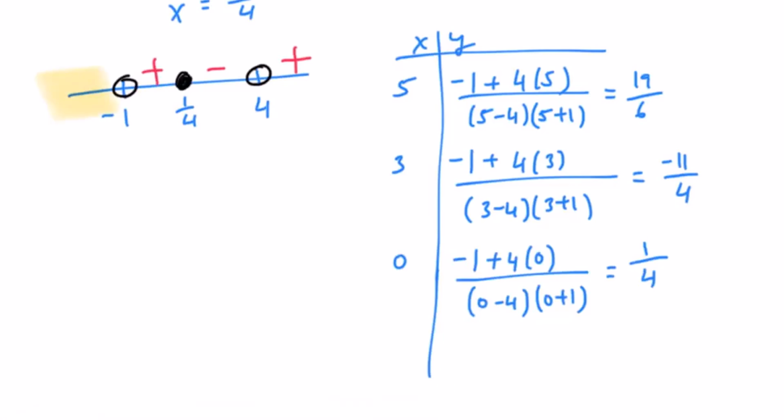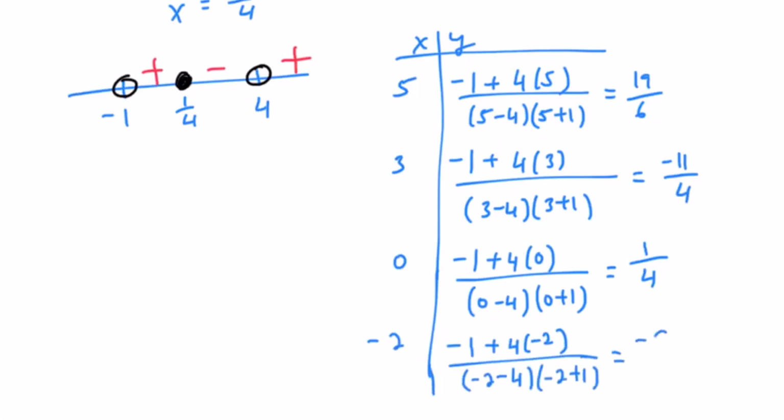And then we need to pick a number that is less than -1. So let's pick -2. So we have -1 plus 4 times -2 over -2 minus 4 times -2 plus 1. So this is -9 over 6, which is -3 over 2. So we have the negative interval.